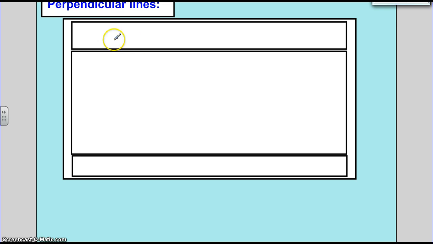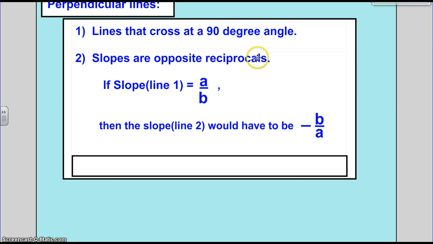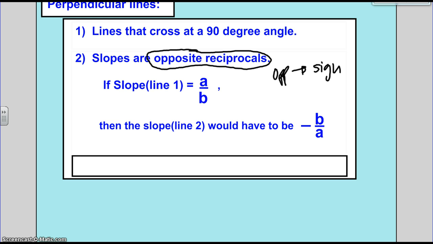Perpendicular lines are lines that cross at 90-degree angles, and the slopes are opposite reciprocals. This is what I was trying to get at. Opposite reciprocals. Opposite means I change the sign. Reciprocal means I flip the fraction. So opposite is going to talk about the sign. Reciprocal is going to talk about flipping the fraction.